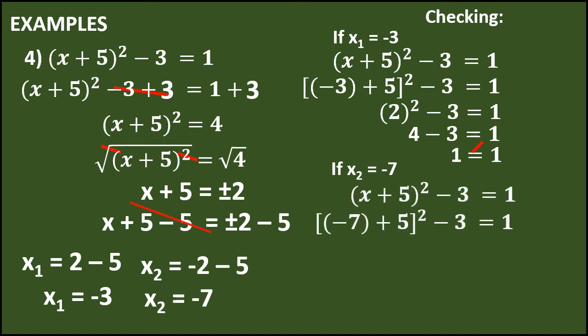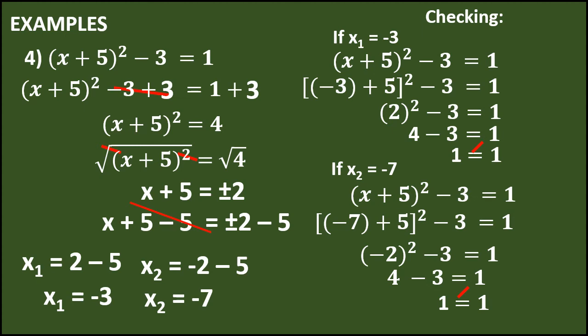X will become negative 7. It will become quantity negative 7 plus 5 quantity squared minus 3 equals 1. Negative 7 plus 5 is equal to negative 2. It will become quantity negative 2 squared minus 3 equals 1. Negative 2 times negative 2 is positive 4, minus 3, and that is equal to 1. So they are equal, meaning we are going to accept negative 7 also.